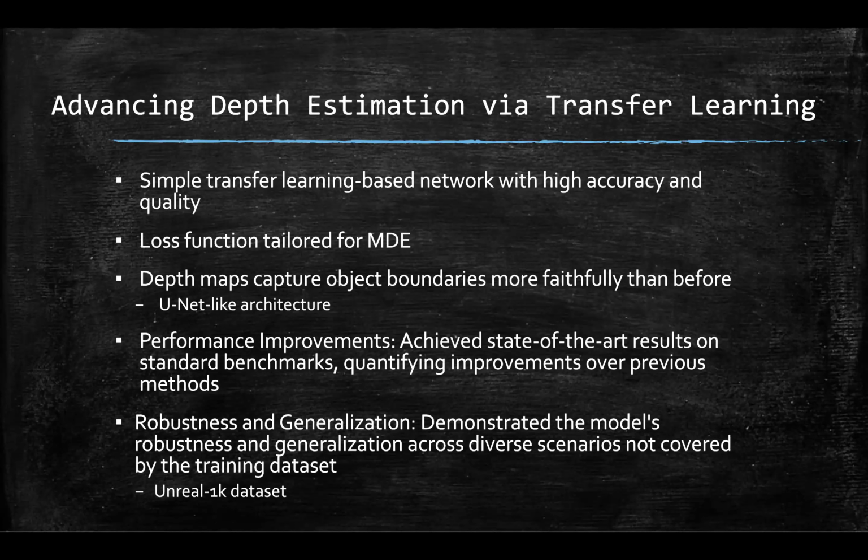Okay, they showed some performance improvement. They achieved, at that time, state-of-the-art results on standard benchmarks, quantifying improvements over previous methods. Also, they showed robustness and generalization. Namely, they demonstrated the model's robustness and generalization across diverse scenarios not covered by the training data. Concretely, on this Unreal 1K dataset. Unreal, you can find it online, is on the Unreal Marketplace, the dataset.